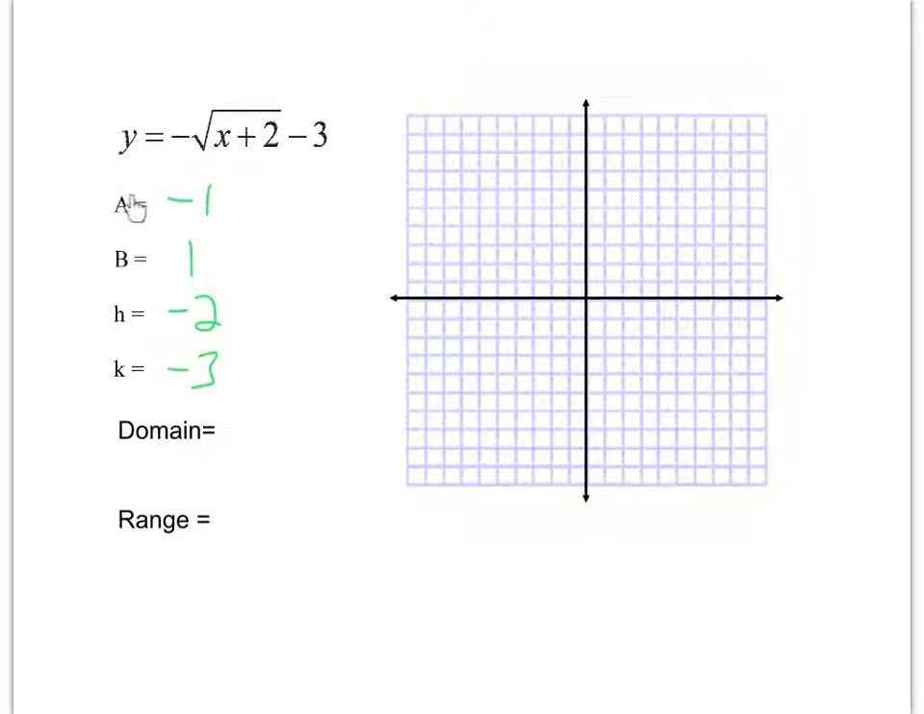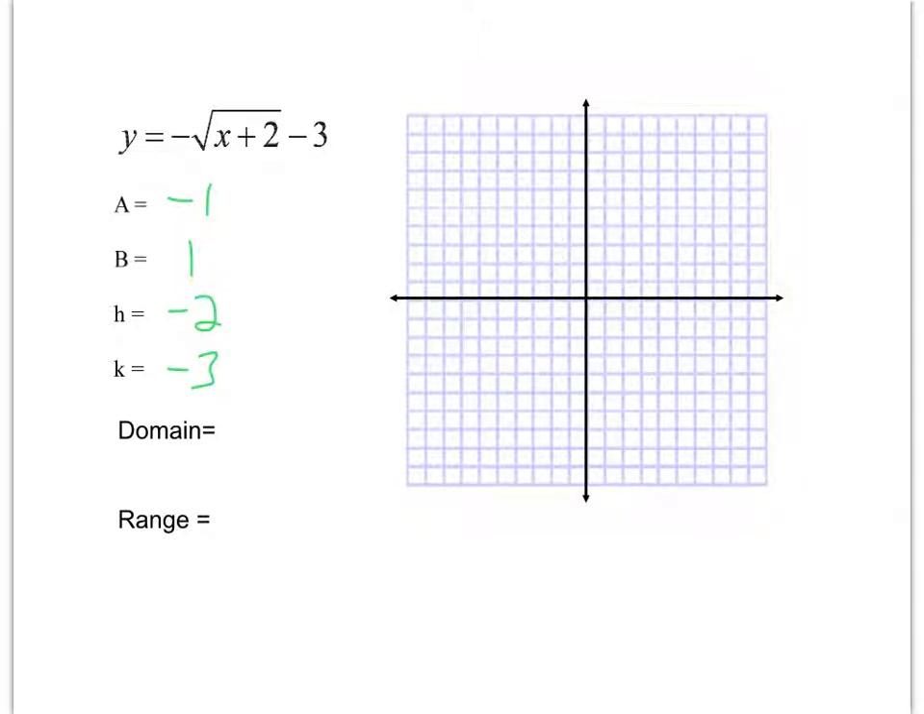Okay, you should have found that a is negative 1, so that's right here. Our a is negative 1. My b is 1. It's the number in front of the x, but b right now will always be 1. There it is, 1. H is negative 2. The number inside the radical with the x is x plus 2, which means it's x minus negative 2, so h is negative 2. And our k, of course, is outside the radical, negative 3.